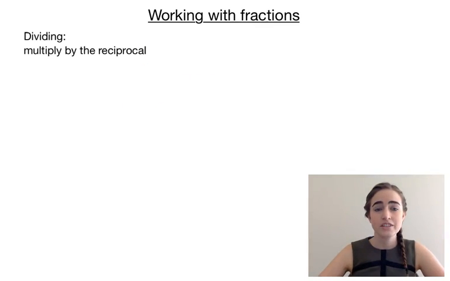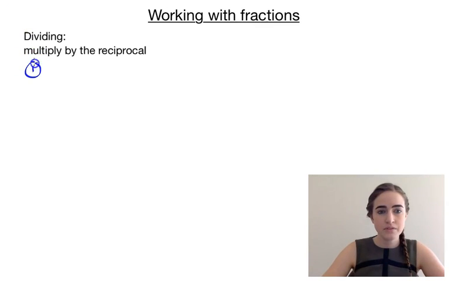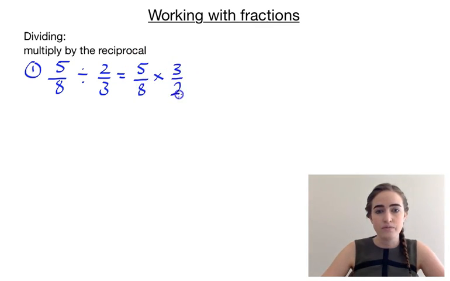Our last operation is dividing. So instead of dividing by a fraction, we're going to multiply by the reciprocal. So if we have a look at our first example, if we have 5 over 8 divided by 2/3. So instead of dividing by 2/3, we're going to multiply by the reciprocal, which means we're going to flip this fraction upside down. So we're going to have 5 over 8 times 3 over 2. And now it's just like a multiplication question. So we're going to go 5 times 3 is 15, and 8 times 2 is 16.